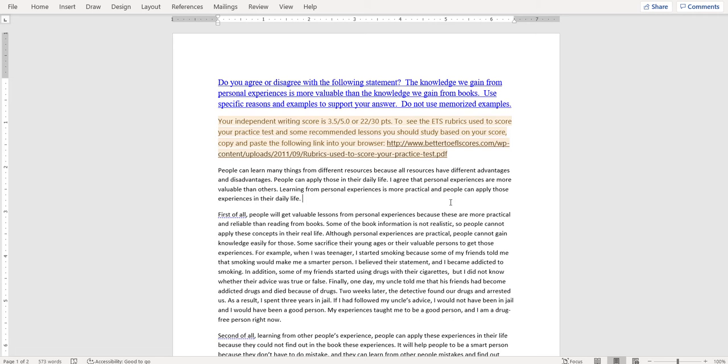Or if you're talking about a past impossible condition. If I had had time, I would have gone. So you need a little bit better control over that type of grammar. All right, so your score here is 3.5 out of 5, 22 points out of 30.